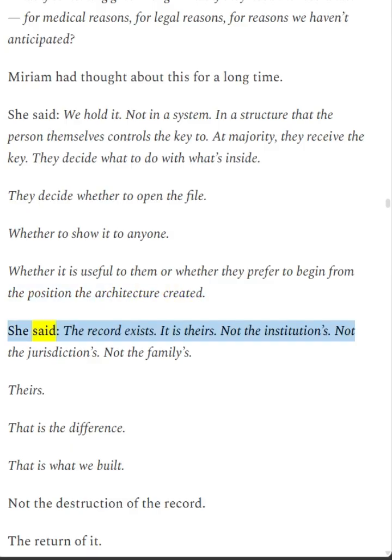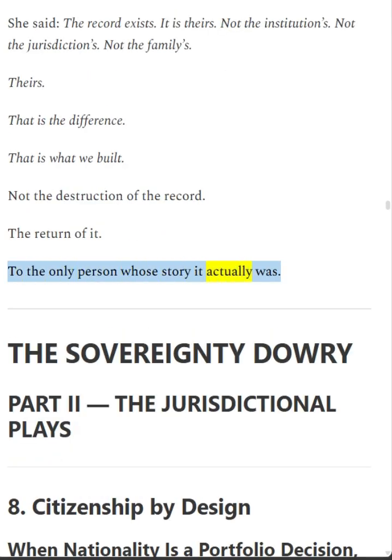She said, "The record exists. It is theirs. Not the institution's, not the jurisdiction's, not the family's. That is the difference. That is what we built. Not the destruction of the record, but the return of it, to the only person whose story it actually was."